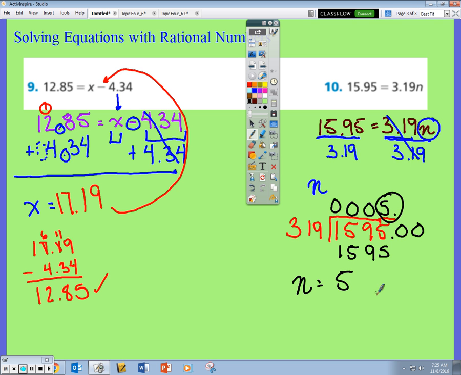I can check this by multiplying 3 and 19 hundredths times 5. Wow, this makes it a lot easier, doesn't it? Let's go with, that gives me 45. That's a 9. That's a 15. Remember, move the decimal over. Let me make that a little neater for us here. Move over once and twice, and there I go.